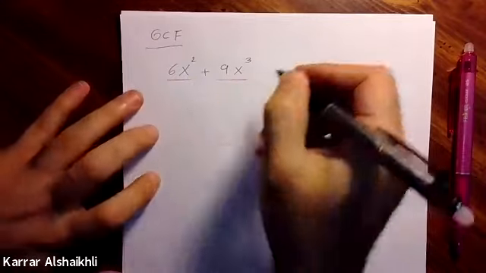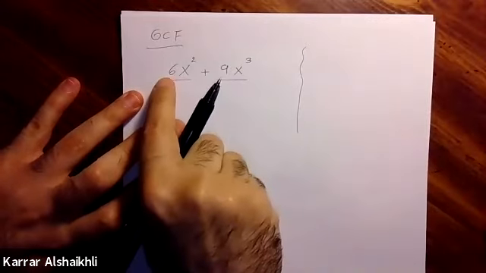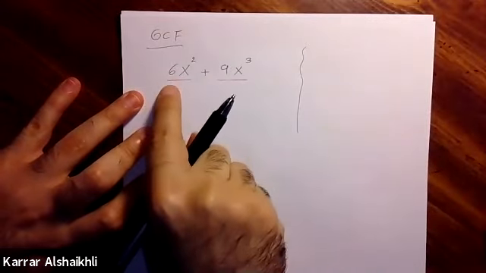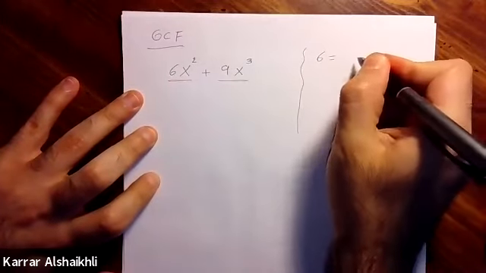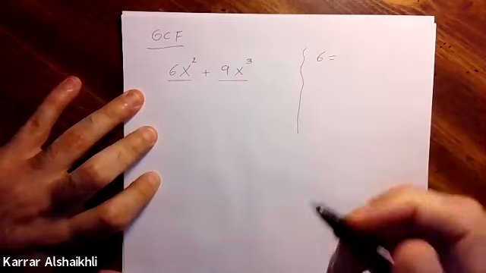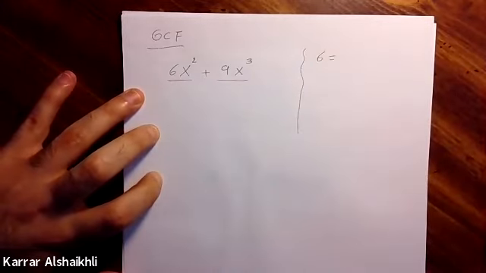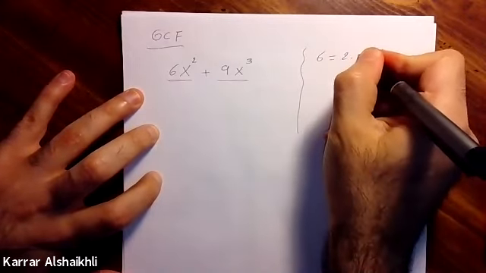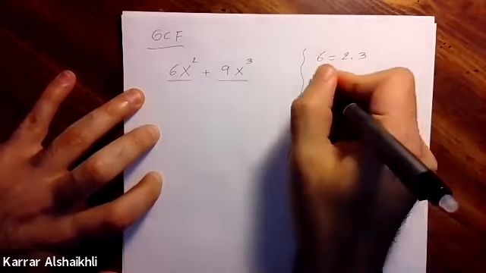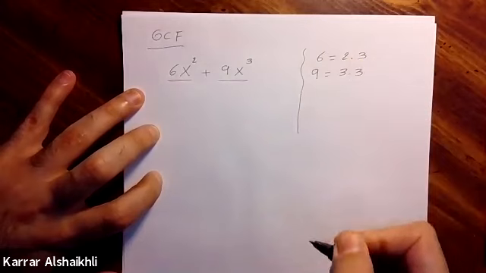So I'm gonna do the analysis here on the side. The 6 and the 9, I'm gonna start with numbers. The 6 and the 9. If you factor the 6, that's why we're doing factoring, so I'm gonna factor the number and I'm gonna factor the variables. So the 6 is 2 times 3. And the 9 is 3 times 3.